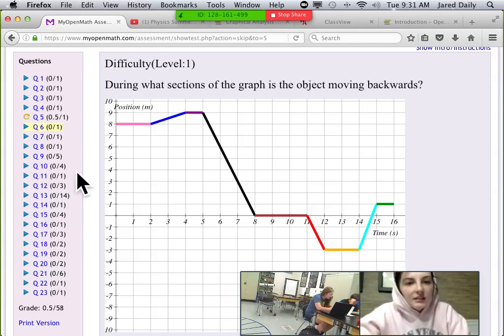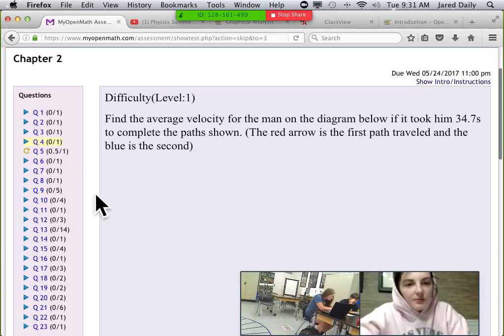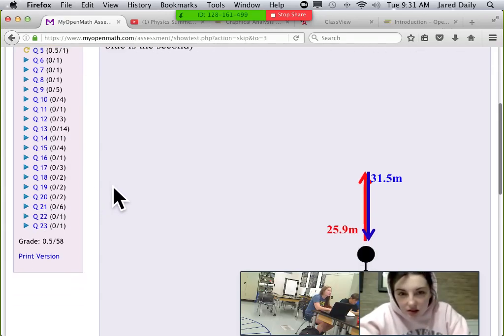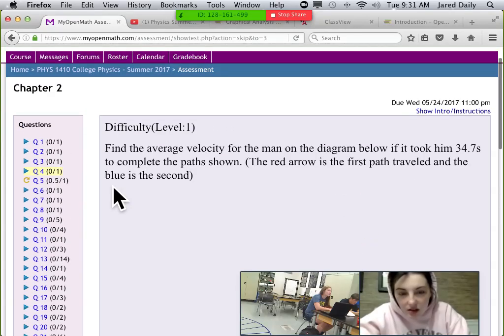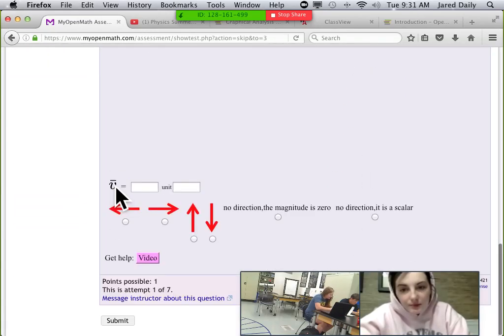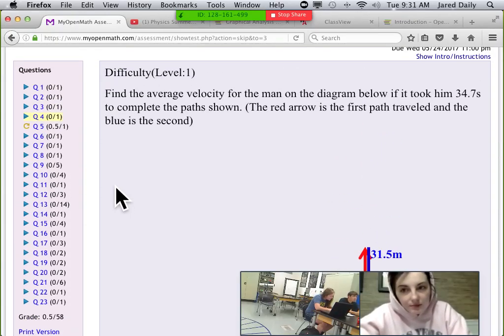Number 4. Average velocity for the man on the diagram below if it took him 34.7 seconds to complete the path shown. So remember that velocity has a definite definition, right? If we go to the book and look up the definition for velocity, it will tell us that the velocity is delta x over delta t, where delta x is the final position minus the initial position, and delta t is the final time minus the initial time.